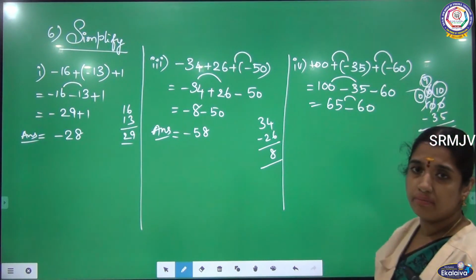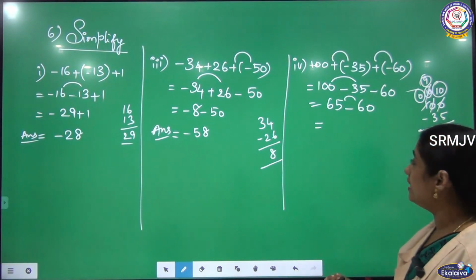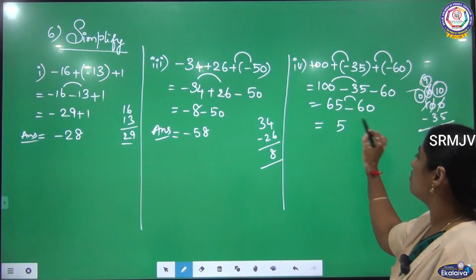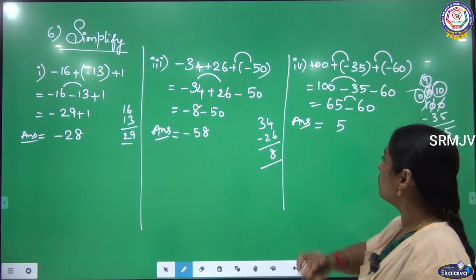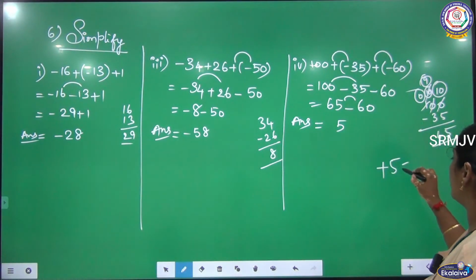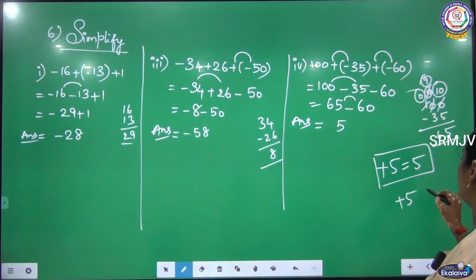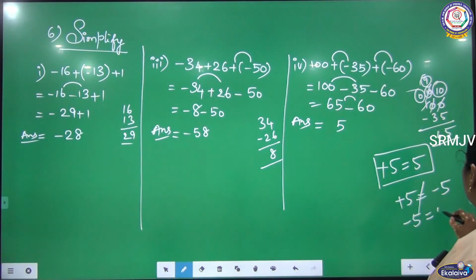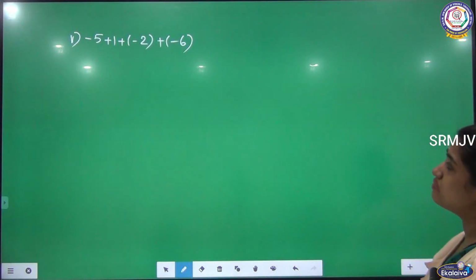Now, alternate symbol, so I have to subtract, and see which one is greater here. Positive is greater here, so put that plus symbol. 65 minus 60 is 5. Plus 5. Got it, children? So this plus 5 is equal to 5, but is plus 5 equal to minus 5? No, it is not equal.